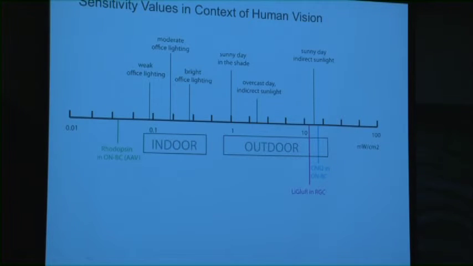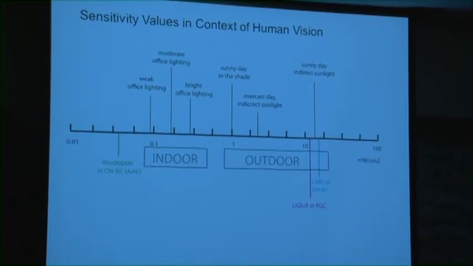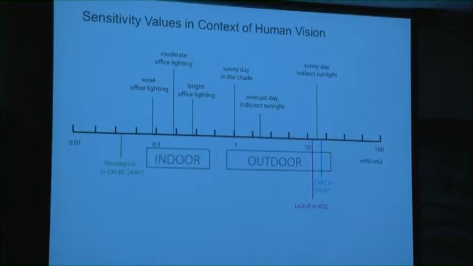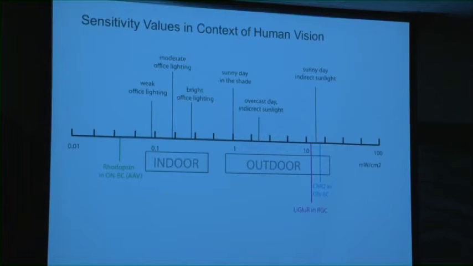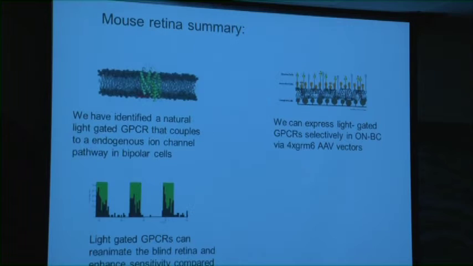So in the context of human vision, what is this? Here are the measurements I showed you earlier: sunny day, indirect light. This is channel rhodopsin in the on bipolar, the glutamate receptor. The measurement that Benji has made using rhodopsin in the on bipolar is about weak office lighting. So it's about 100-fold more sensitive by just separating the two into a cascade, if you will, than what's possible by using a one component expressed at the same level in the same cell.